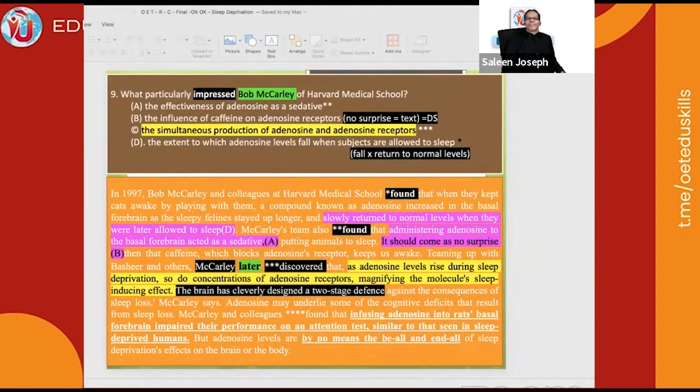See, findings of Bob Macaulay and colleagues at Harvard Medical School versus findings of Macaulay. Bob Macaulay and colleagues found, we are not bothered about them. Macaulay's team also found, we are not bothered about the team. Macaulay later discovered. So this is the strategy that you have to be very careful about. And reading for emotions, the brain cleverly designed, impression, right? Name: Bob Macaulay. Sequential expression: later. Synonyms: found and discovered. Plural versus singular: team versus Macaulay.